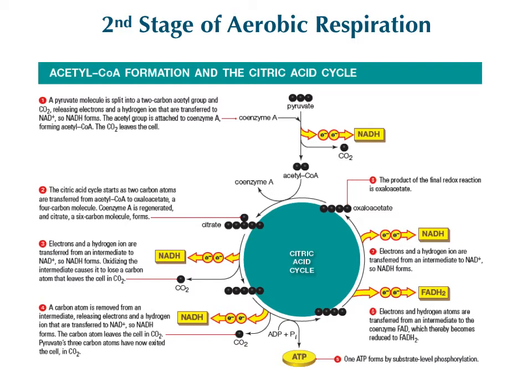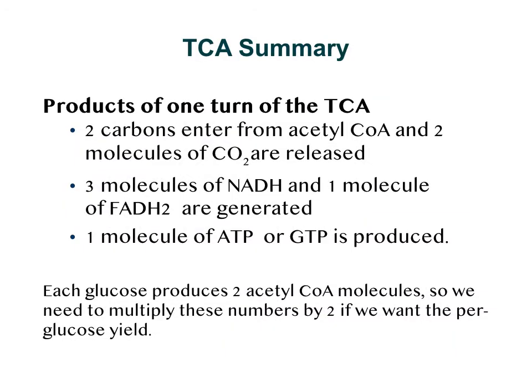The citric acid cycle accounts for about 2/3 of the total oxidation of carbon compounds in most cells, and its major end products are carbon dioxide and the high energy electrons in the form of NADH or FADH2. Okay, so let's summarize our tricarboxylic acid cycle.